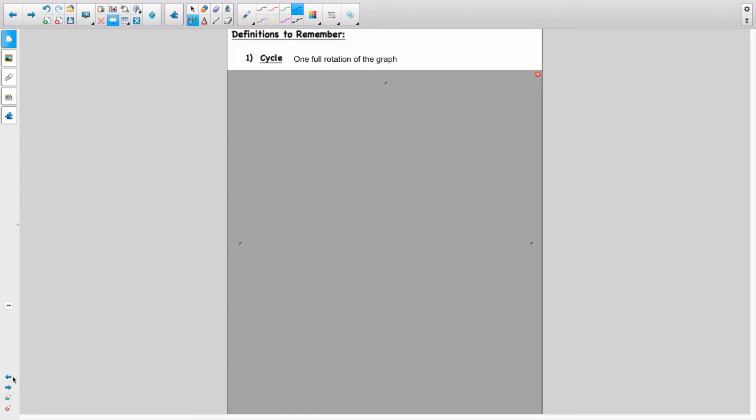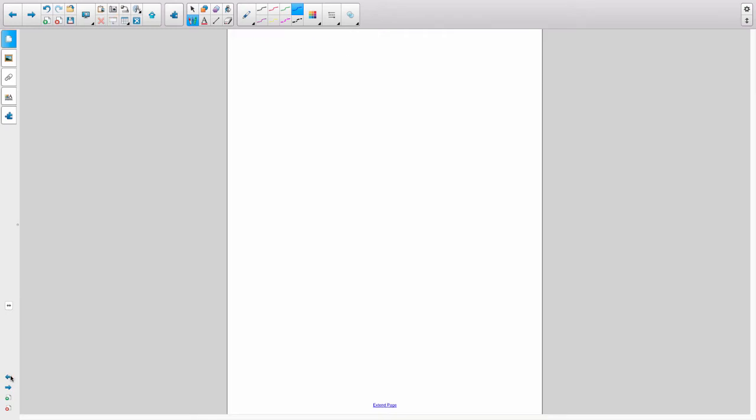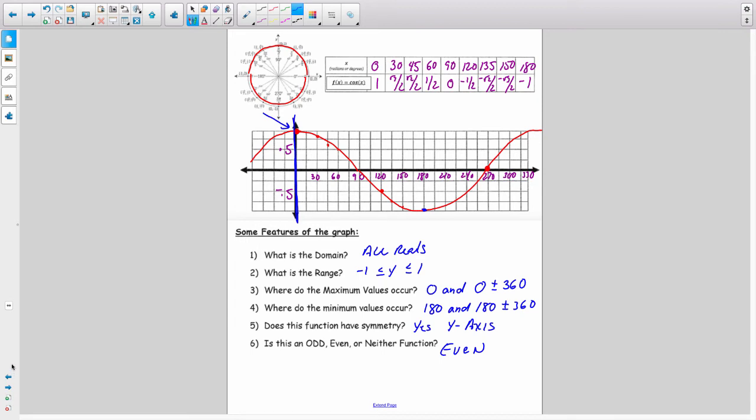Okay, so now thinking about graphs, let's get some definitions down. Cycle. One full rotation of the graph. And what I mean by that is this. A full rotation just says, let me go to my highlighter, and we'll pick this guy right here. Starting from any point, go until you get back to where you started. Bam. That's a single cycle of the cosine graph.